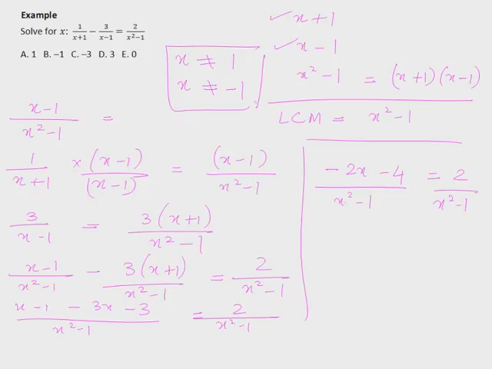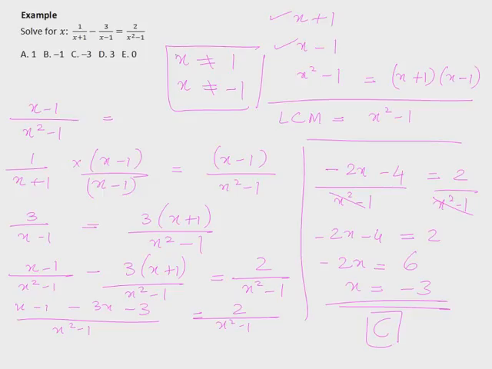Now that I've assumed this, I can cancel out the denominators and I get minus 2x minus 4 is equal to 2. So I get minus 2x is equal to 6 and I get x is equal to minus 3. That's my solution, C. So nice question.